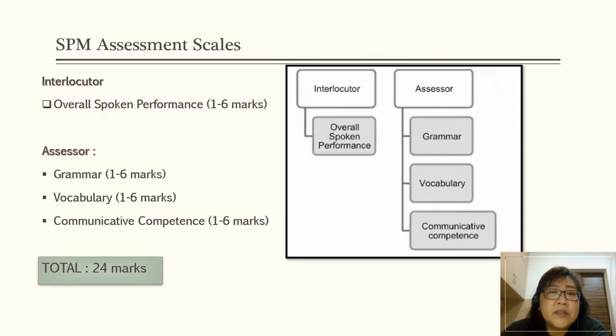Now let's look at the SPM assessment skills. So the skills are, we have the interlocutor, who gives the overall spoken performance mark. The interlocutor can give the candidate 1 to 6 marks. And then the assessor can give marks according to the categories: grammar, vocabulary, and communicative competence. Each of grammar, vocabulary and communicative competence will be 1 to 6 marks. So the total will be 24 marks.